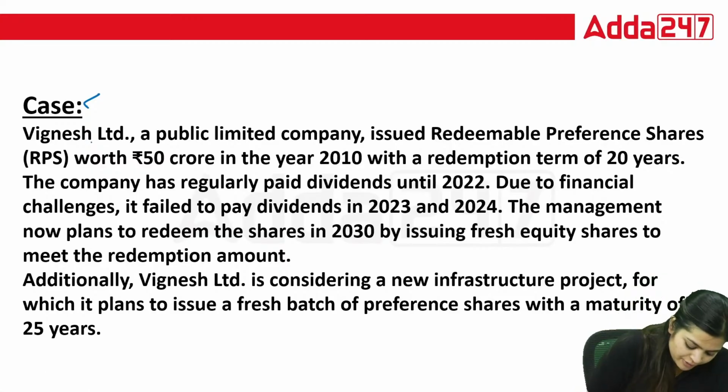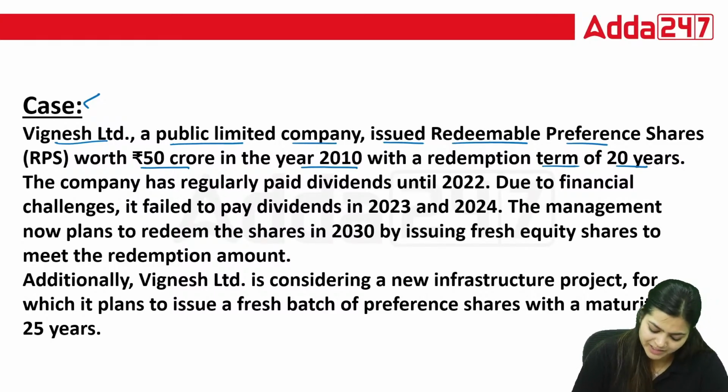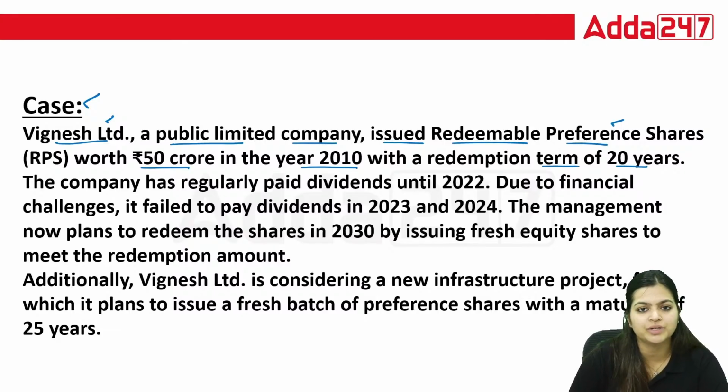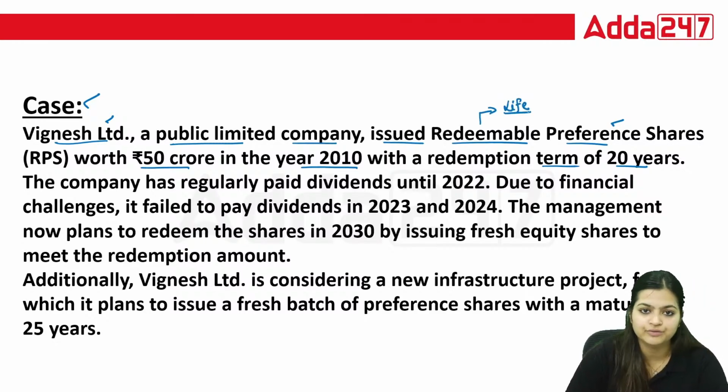Correct? So let's read. Vignesh Limited, a public limited company, issued redeemable preference shares, that is RPS, worth 50 crore in the year 2010 with a redemption term of 20 years. The company has regularly paid dividends until 2022. Here we have Vignesh Limited. They have issued preference shares, and as you know, in India you cannot issue irredeemable shares, right? But redeemable shares you can issue. Now, redeemable shares means there is going to be some specific life, correct?